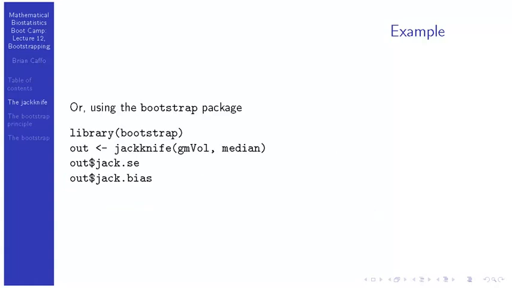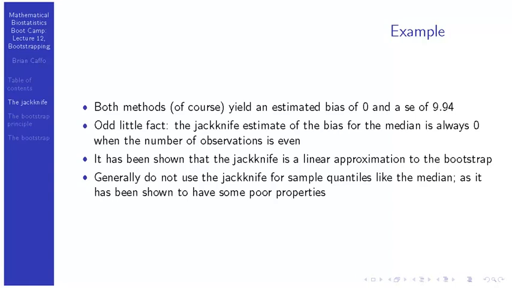And then on the next page, it's a lot easier to do this if you want to just use the software. In the Bootstrap library, you can use the jackknife function on my list of gray matter volumes, and the function I want to calculate the jackknife estimate of is the median, and then I assign that to a variable out. Then I pick out the standard error and the bias calculation. Both methods yield an estimated bias of 0 and a standard error of 9.94.